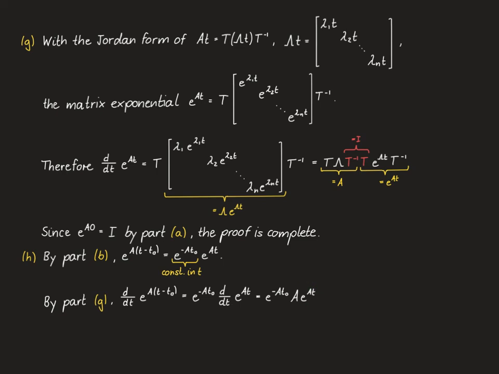So this whole thing is equal to A times e to the minus A t0 times e to the At, where the last two factors can be combined into e to the A times t minus t0. And finally, to complete the proof of part H, we observe that by part A, we have that e to the A times t minus t0 is equal to identity when we substitute t0 for t. So this completes our proof of lemma 8.11.